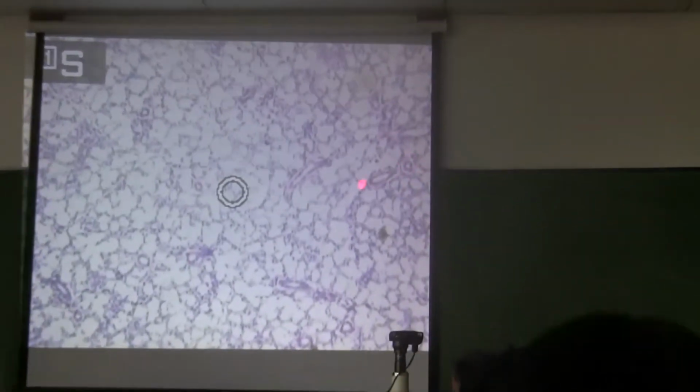Look at this. This duct has a lot of connective tissue around it. Okay? That becomes interlobar already when it has a lot of connective tissue around it. Okay?